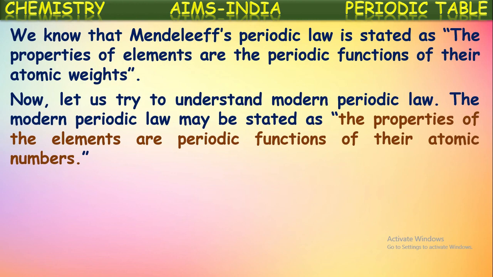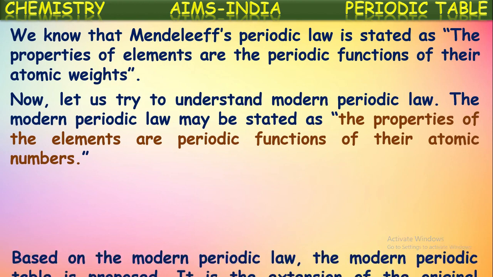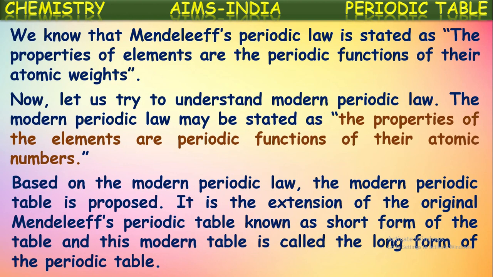In that way, this modern periodic table is constructed based upon the atomic number. Right? Based on the modern periodic law, the modern periodic table is proposed or constructed. It is an extension of original Mendeleev's periodic table, known as a short form of table. And this modern periodic table is called the long form of the periodic table.